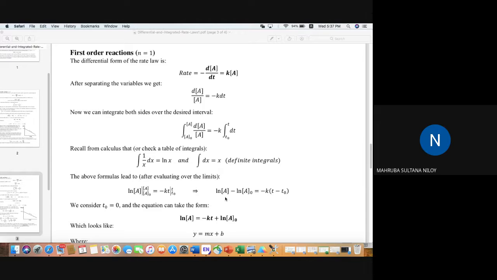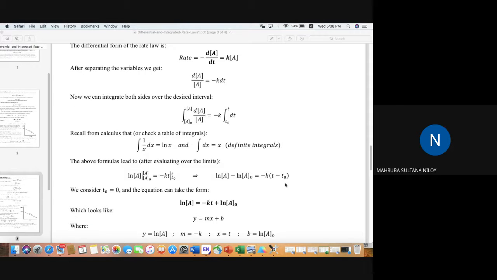We'll get ln a minus ln a naught equals minus k into t minus t naught. For the initial time, the time is 0, so here we'll put 0. Then we'll get ln a minus ln a naught equals minus kt. If we reorganize this equation, we can put ln here, so here there will be a plus sign. And then we can compare this equation with y equals mx plus b.